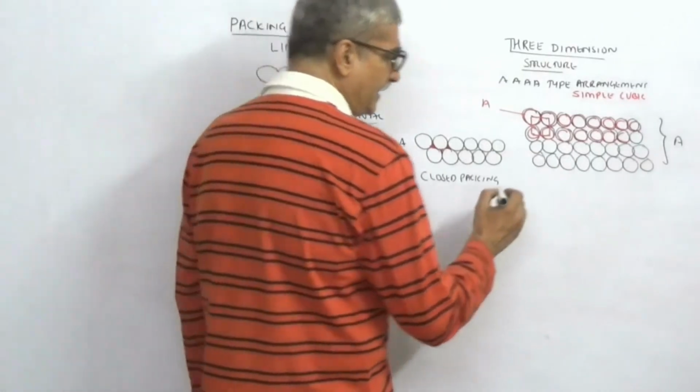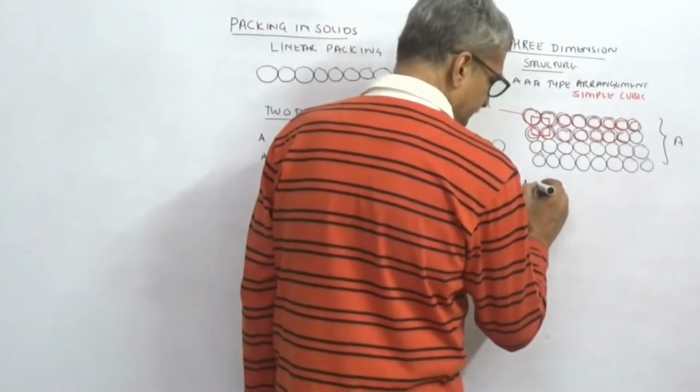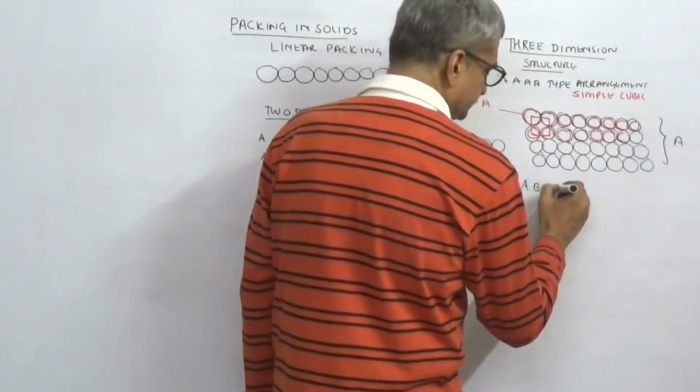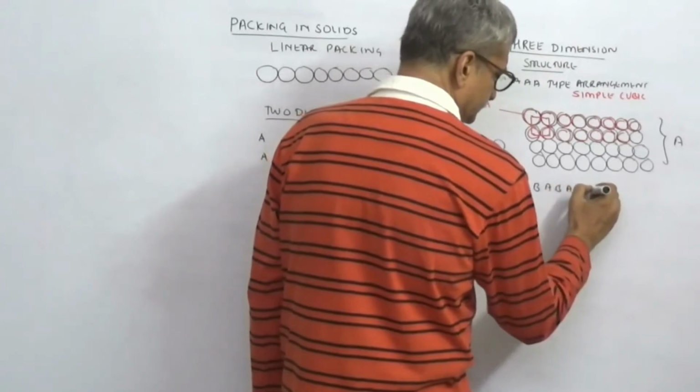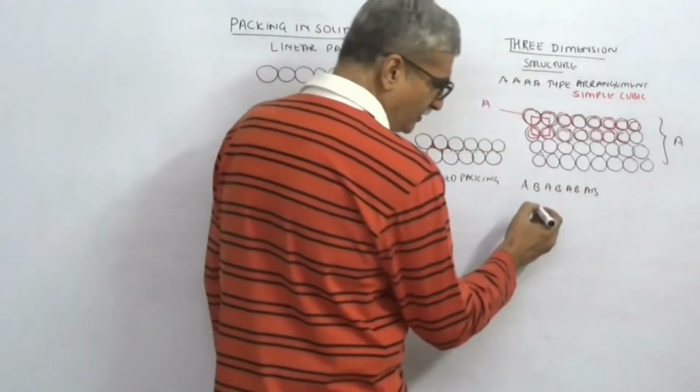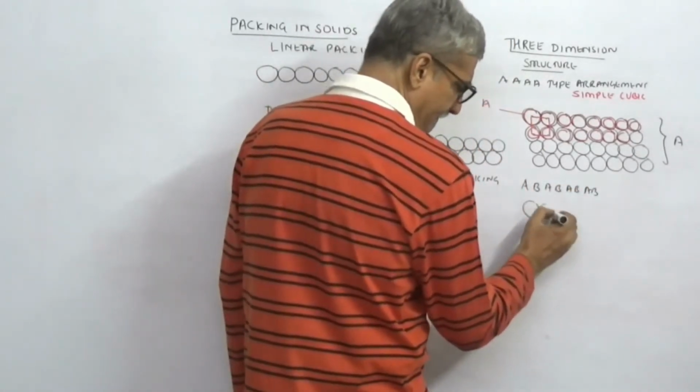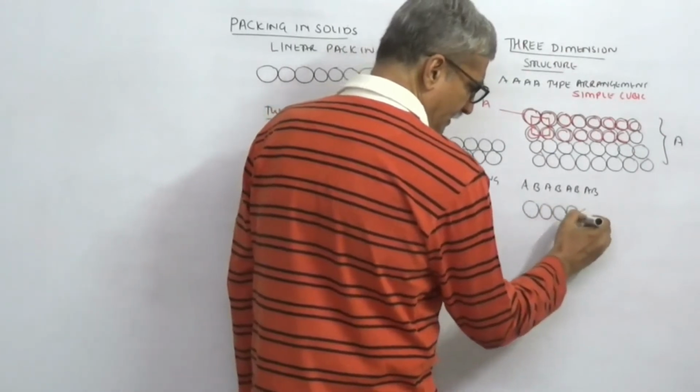We have AB type. So what is your A now? These are all closed packing.